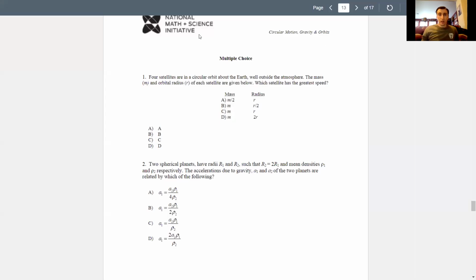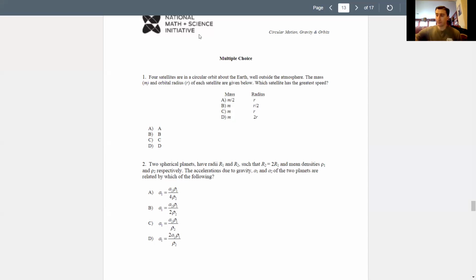All right, so this video is going to be the NMSI packet for circular motion, gravity, and orbits multiple choice answers. So let's go ahead and get started here. Number one says 4 satellites are in a circular orbit about the Earth, well outside the atmosphere. The mass, m, and orbital radius r of each satellite are given below. Which satellite has the greatest speed?